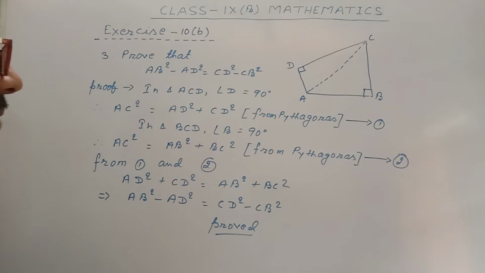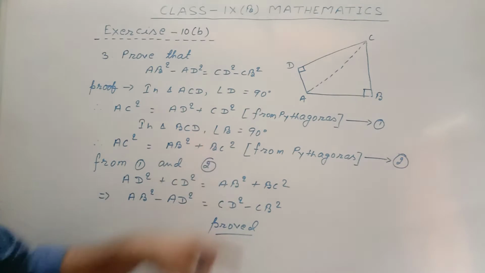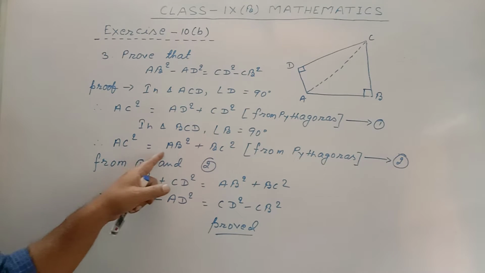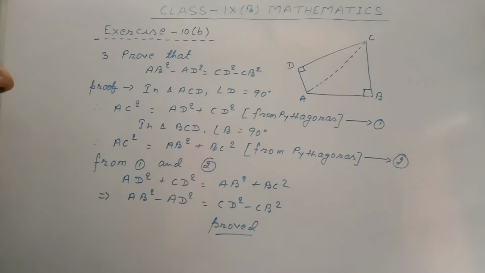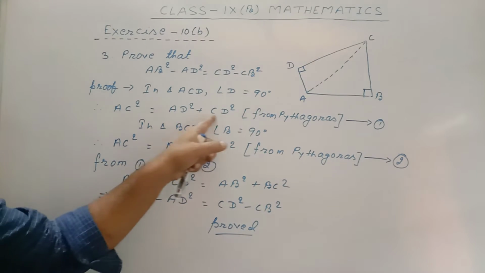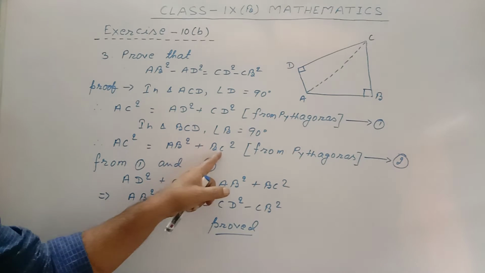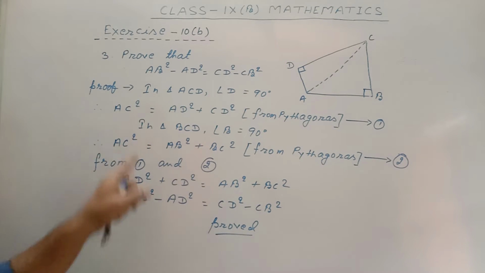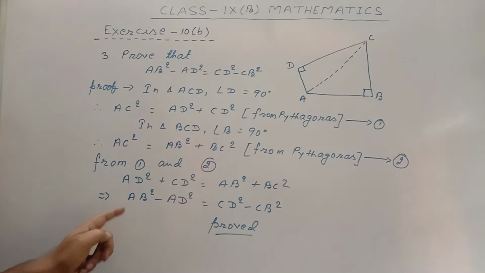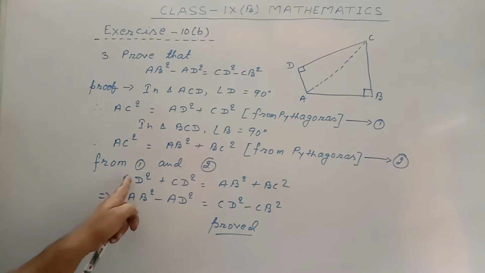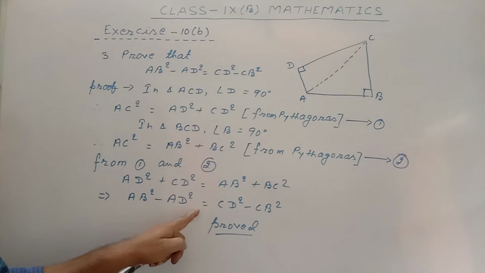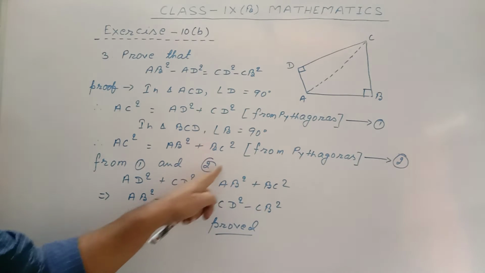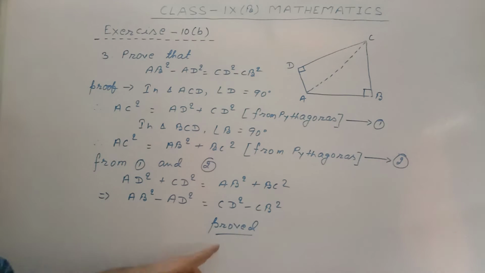I considered this equation number 1. Similarly, triangle ABC is also a right angle triangle in which angle B equals 90 degrees. Therefore AC square equals AB square plus BC square from Pythagoras theorem. This is equation number 2. From 1 and 2, AD square plus CD square will be equal to AB square plus BC square because both are the values of AC square. By the rule of transposition, AB square minus AD square equals CD square minus CB square. That is proved.